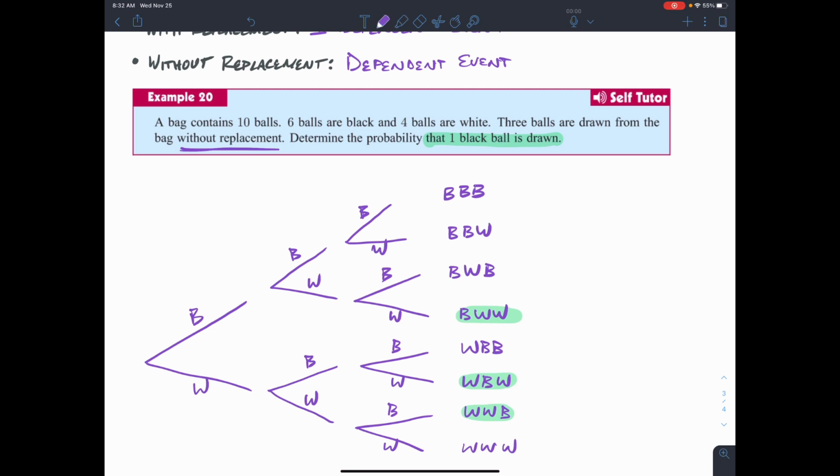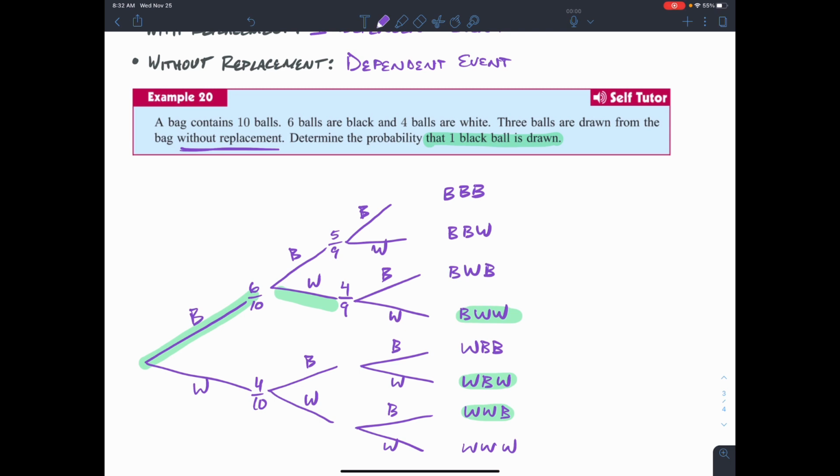Okay, so let's find the probabilities of each of those. So we started with six black and four white, so that's going to be 6 out of 10 and 4 out of 10. As I'm going down each of these branches, I need to make that adjustment. So here is 6 out of 10. Now I need to go here. So now I've got 9 balls left, and I haven't touched the white ones yet. So here I've got 4 white balls still in there. And that would mean this would be 5 out of 9, if I wanted to put that in there just to make sure I'm being safe.